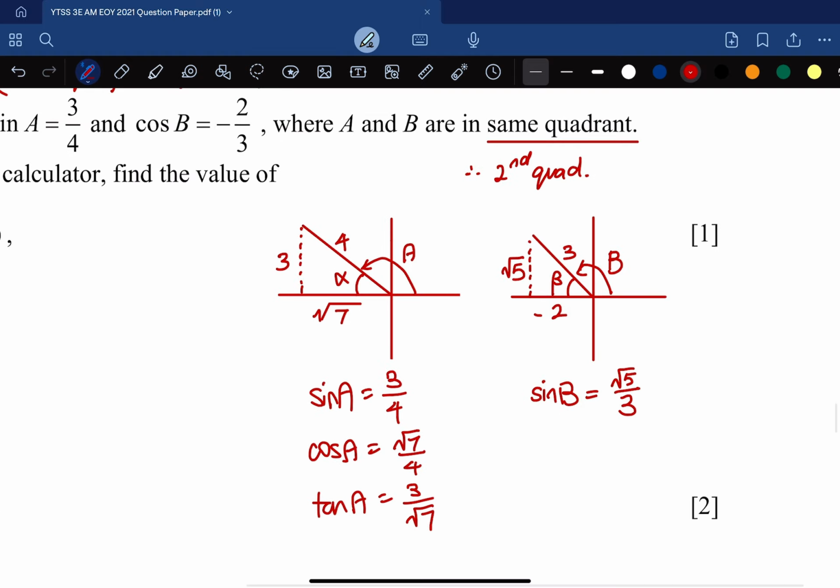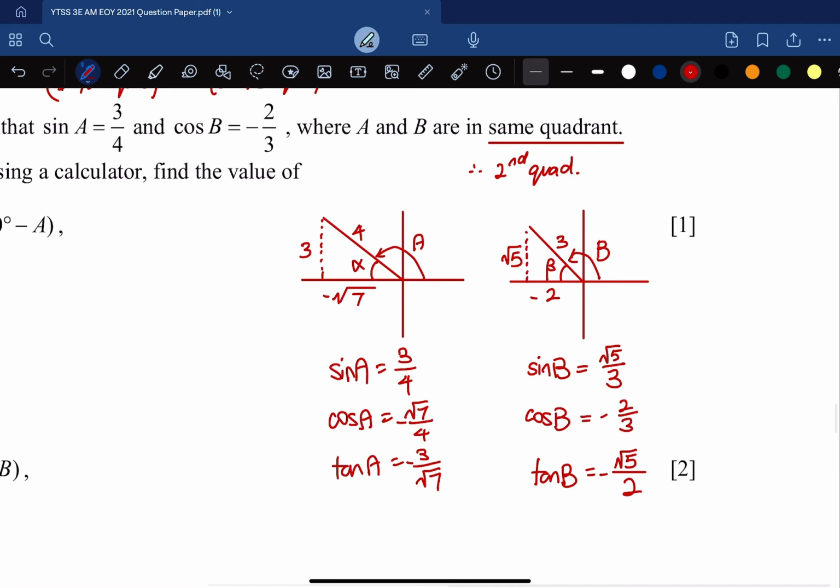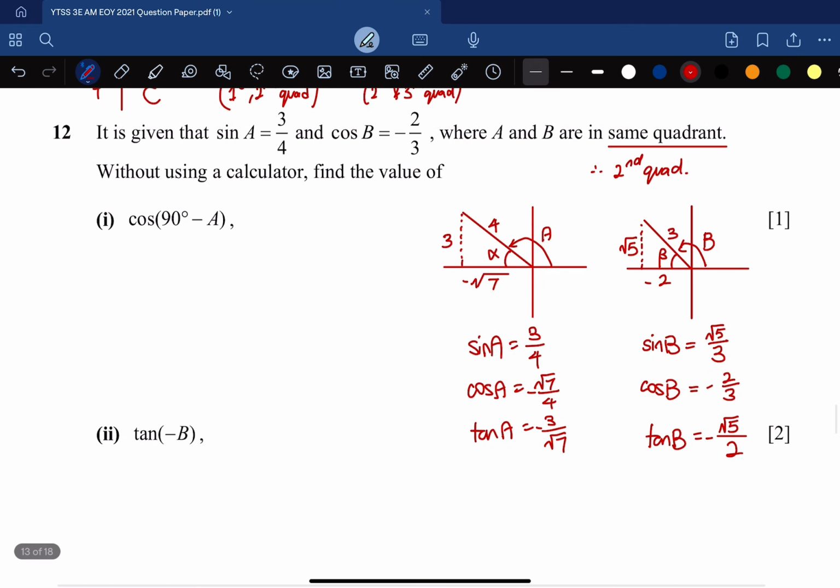Oh, I almost forgot the signs. Let me write it out first. Cosine B equals negative 2 over 3, and tangent B is equal to opposite over adjacent, which is root 5 over negative 2. Remember, in the second quadrant, cosine and tangent are negative values. From here we can solve the question very easily.